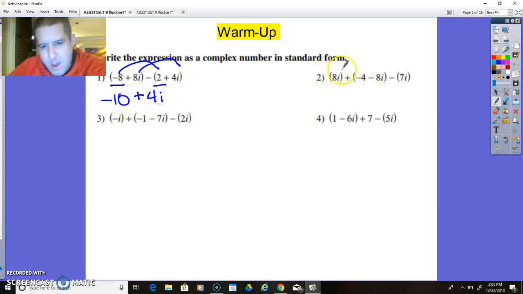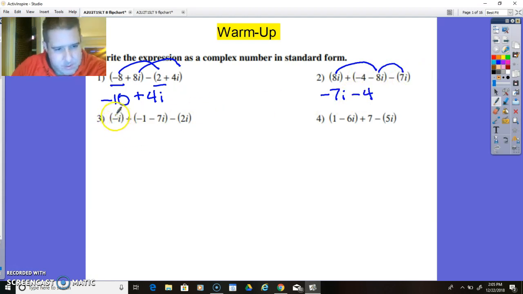Over here, 8i's plus negative 8i's makes nothing. And then if I take away 7i's, then that's negative 7i's. So there's no real number here. Plus negative 4 makes negative 4. And negative 4 minus nothing makes negative 4 as well.